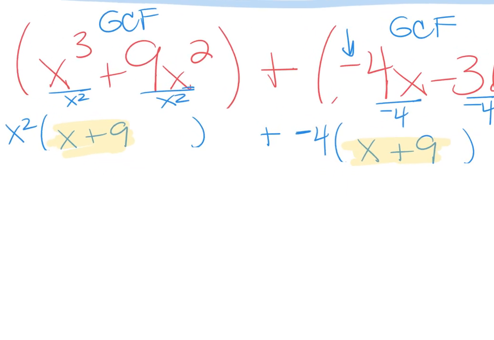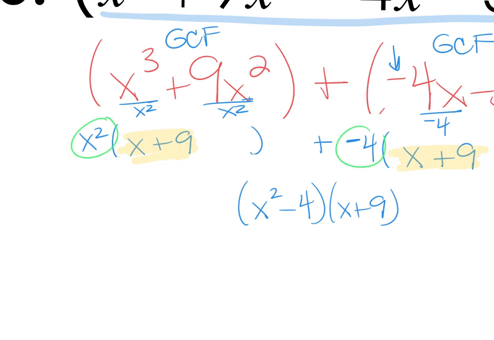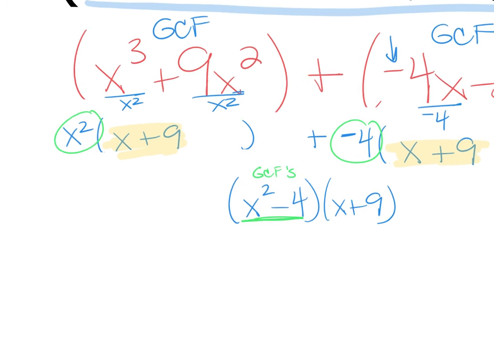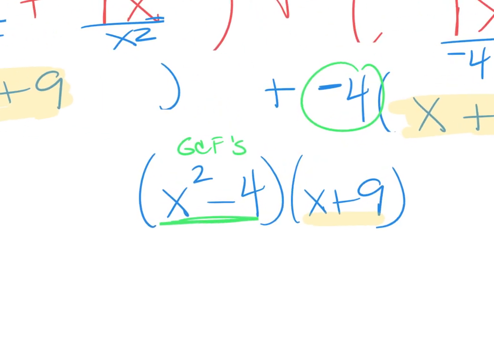Okay, so now I'm going to put together my final answer. I'm going to have my greatest common factors and my common binomial. So my x squared and my negative 4, that's right here. That's the 2 greatest common factors. The x plus 9, that was your common binomial. That goes over here.